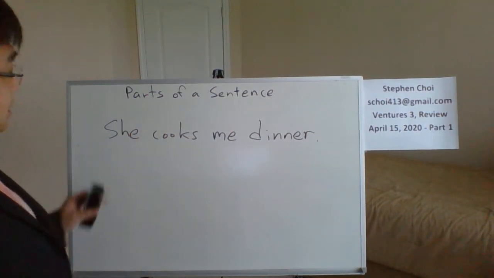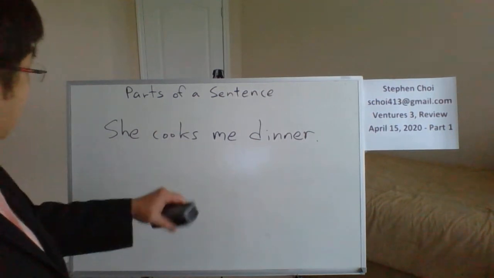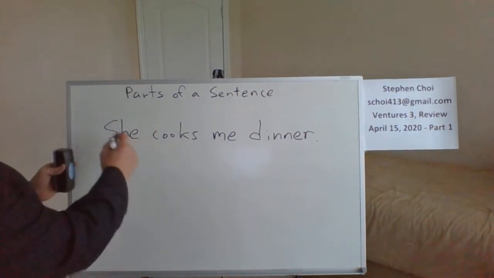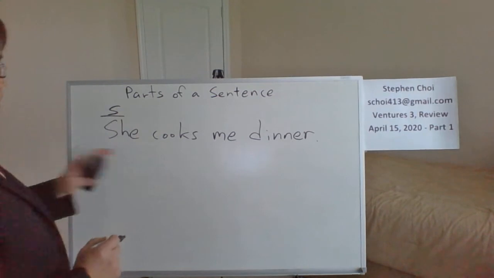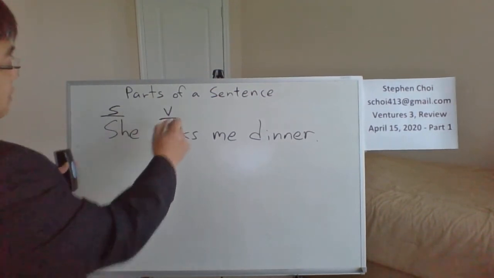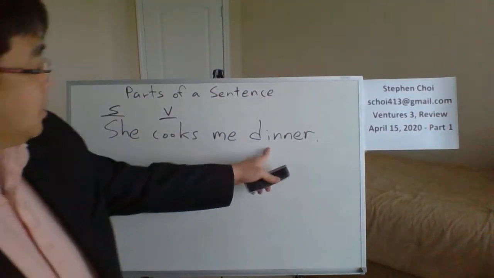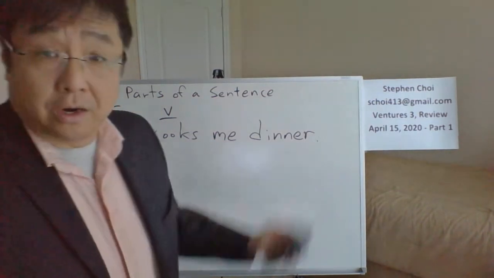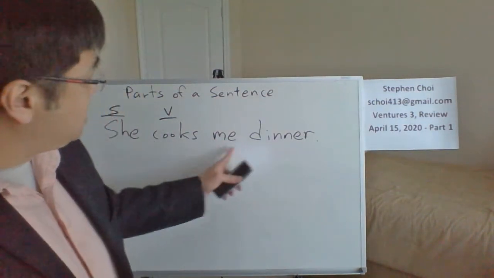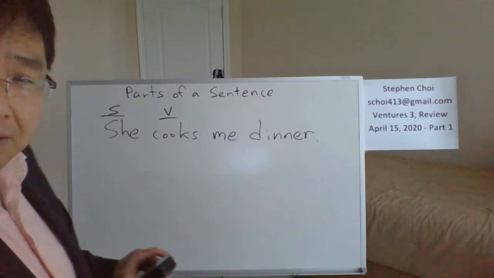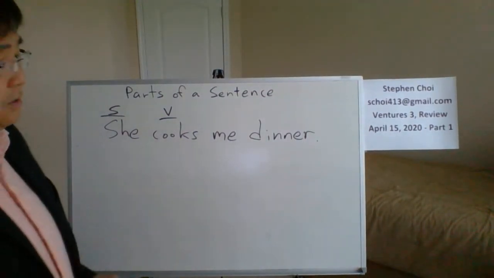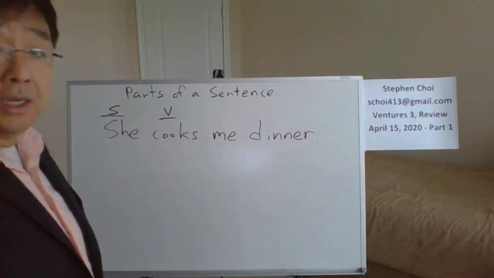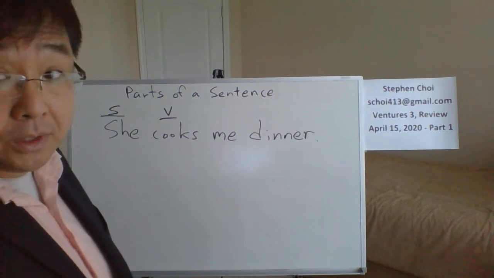All right, so let's label the parts. Okay, what are the parts? This pronoun is the subject, right? And cooks is obviously the verb. All right, but we've got two different words here. She cooks me dinner. What are me and dinner in this sentence? These two words in this sentence.